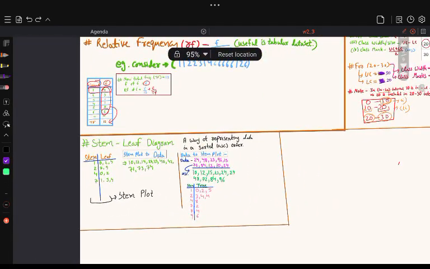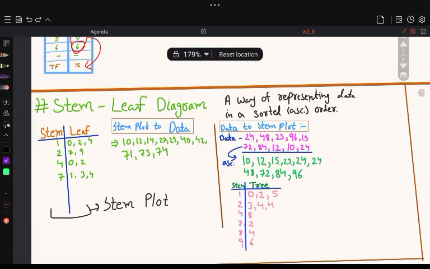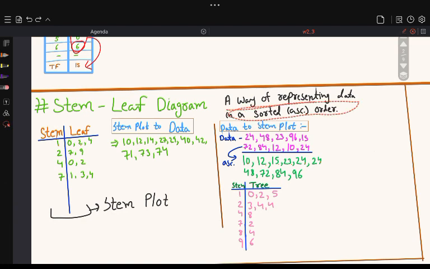Now we will be looking at the stem leaf diagram. It is a method, actually a way, to represent data in a sorted order, ascending or descending. Mainly it is ascending, but the major thing we need to focus on is that it should be sorted, and this is the major purpose of this stem leaf diagram.